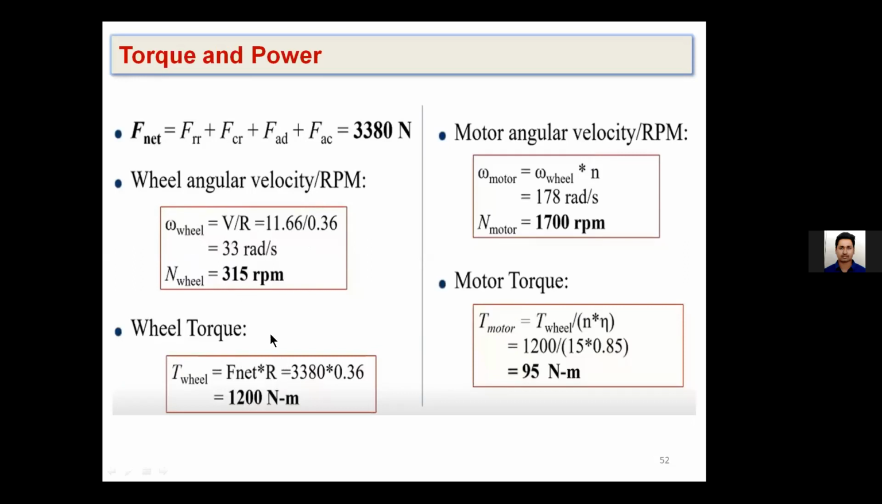Similarly here, R means RPM. Torque on the wheel can be calculated as F net into R, so 3380 into 0.36. So we'll get the wheel torque, and from the wheel torque, if you consider some gear ratio, the motor angular velocity can also be calculated by considering the gear ratio. From this, the overall motor torque can be calculated. Once we have the wheel torque, considering the efficiency and the gear ratio, the motor torque can be computed.